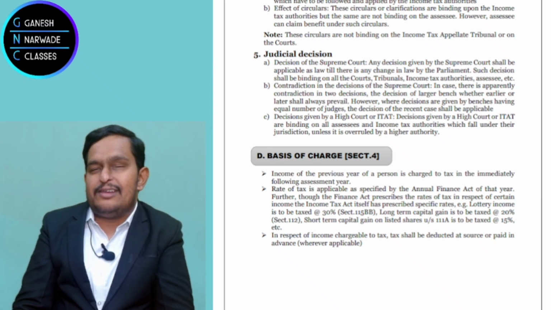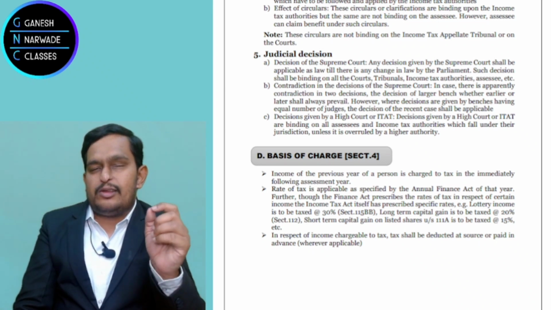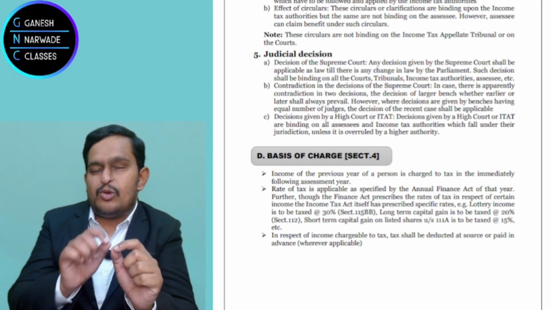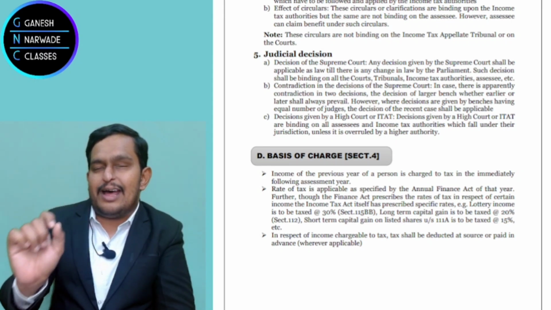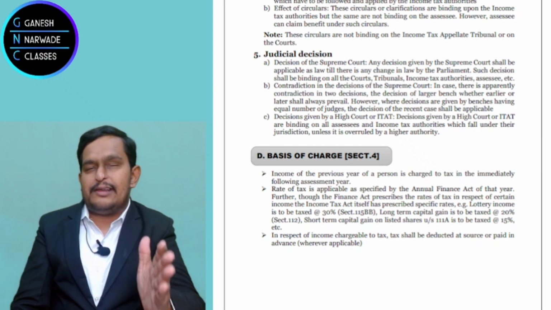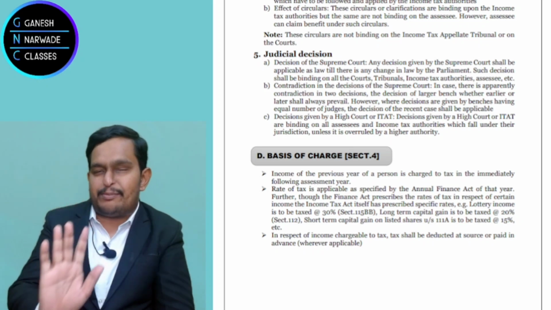So the year in which you earn income is the previous year, and the next year is the assessment year. Okay, so whatever income you earn in the previous year, for that you have to pay taxes in the assessment year. That's the first basis of charge under section 4. Okay, you earned income in the previous year, you pay taxes in the assessment year, that's perfectly fine.